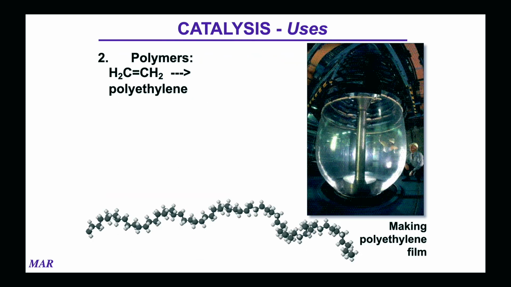Making polymers, which again is a huge part of industry, almost always involves some type of catalyst as well. And again, polymers are when you take things like ethene and turn them into polyethylene, stuff like that. Pretty cool process.